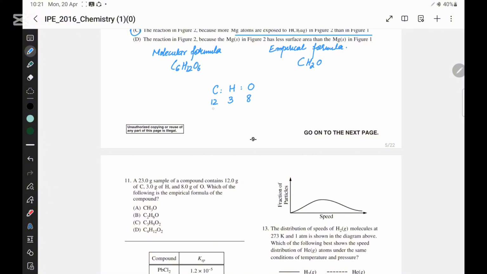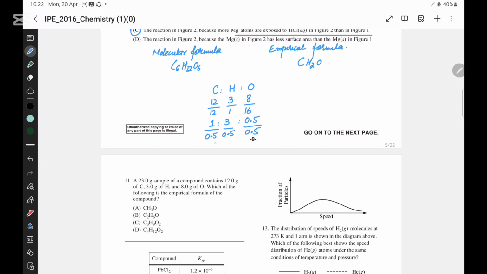So first you need to find the number of moles by dividing with the molar mass. So that is 12 for carbon, 1 for hydrogen, and oxygen is 16. So it comes out to be 1:3:0.5. And for the moles, we have to divide with the least number of moles. So the least number of moles is 0.5.